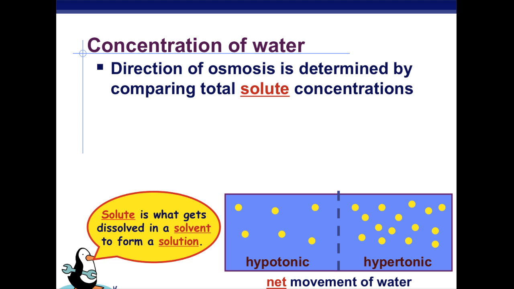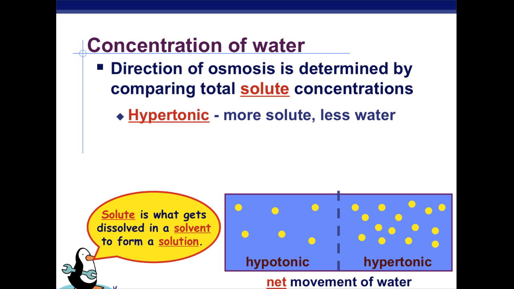So when we are predicting which direction water will move during osmosis, we compare the solute concentrations of the two adjoining regions. And we use some descriptive words to describe the relative solute concentration, meaning how much stuff is in that solution. So hypertonic means more solute, less water. So hyper is a higher concentration of solute.